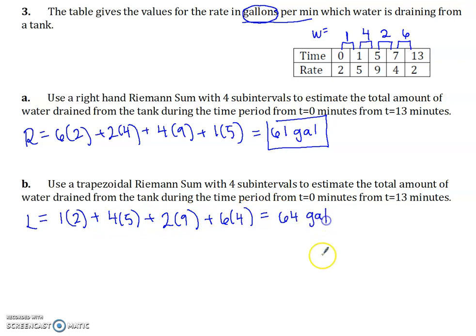that is going to give me a sum of 64 gallons. So now that I have the left-hand sum, I can find the trapezoidal sum by adding the left and the right together and dividing it by 2. That'll give me a total of 62.5 gallons.